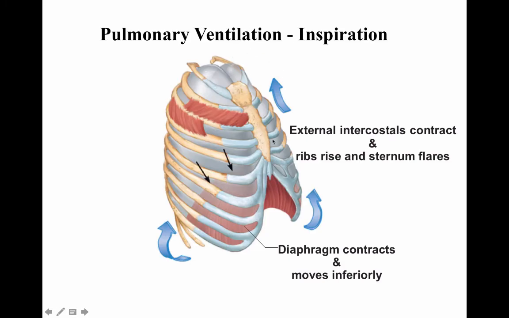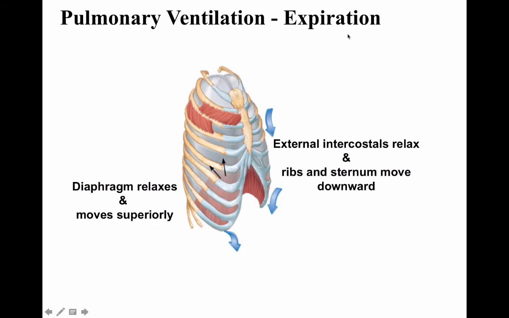Pulmonary ventilation, then, these ideas of the expansion of the rib cage to allow for easier inspiration, a larger volume in the rib cage, creating a lower pressure that allows air to come into the lungs. So we see external intercostals contracting, the ribs rise and the sternum flares out, and the diaphragm contracts and moves inferiorly, increasing volume in the thorax, which decreases pressure and allows the pressure from the atmosphere, the oxygen, to push into the lungs. When we expire, the opposite happens.